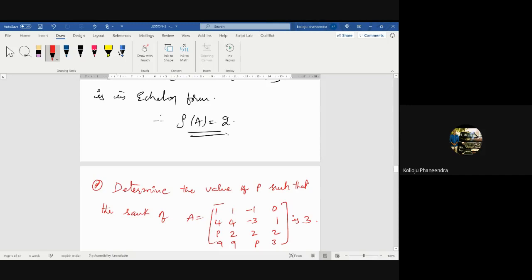Try this, all of you. It may take time, but you try so that every doubt will be clear for you. It is a 4 by 4 matrix. Rank is 3 means the 4 by 4 determinant must be what? 0. That's the logic.